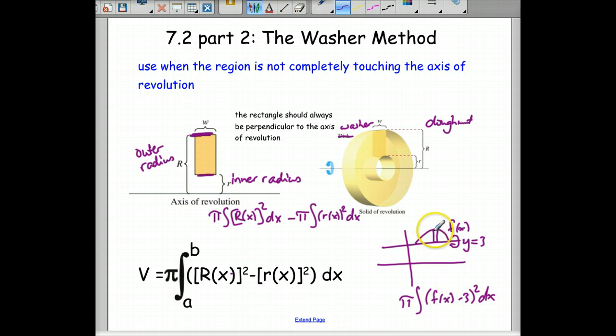This one is just top minus bottom. That whole thing is squared. Here, each individual function is squared. Very different than this. These are very different. So this is washer, where there's a hole in the middle, and this is disk, where there's not a hole in the middle.